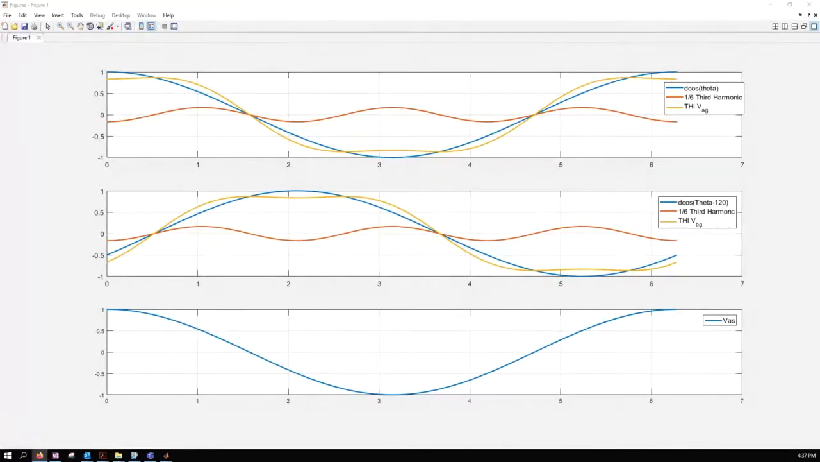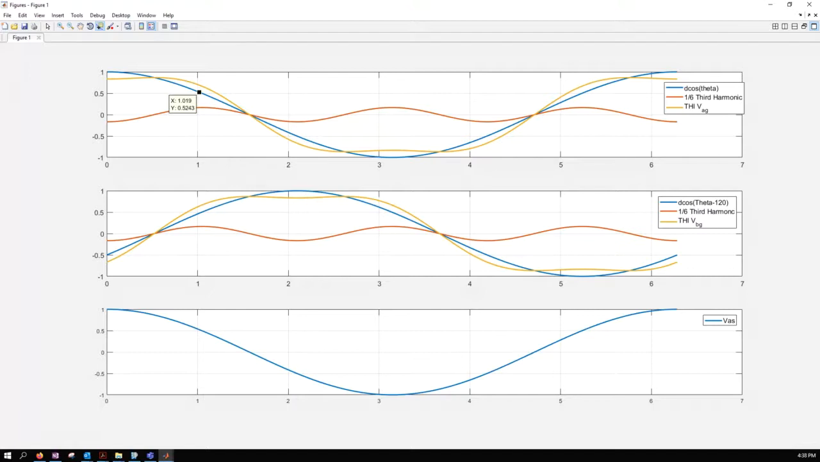In this plot, I'm showing you 3 sets of waveforms. The blue waveform in this top figure, that waveform, that's basically my d cosine theta. No third harmonic component, just that voltage as it is, d cosine theta, like we would do in sine triangle modulation.